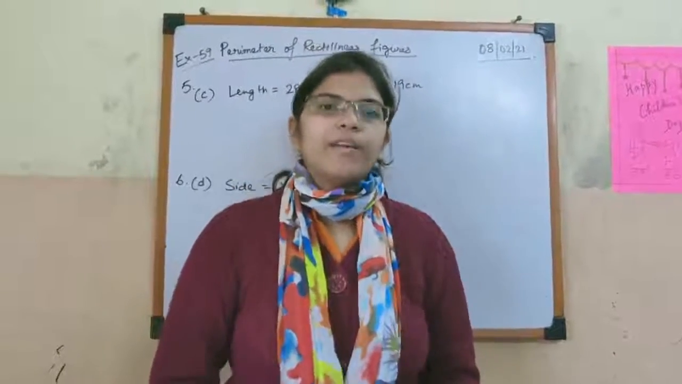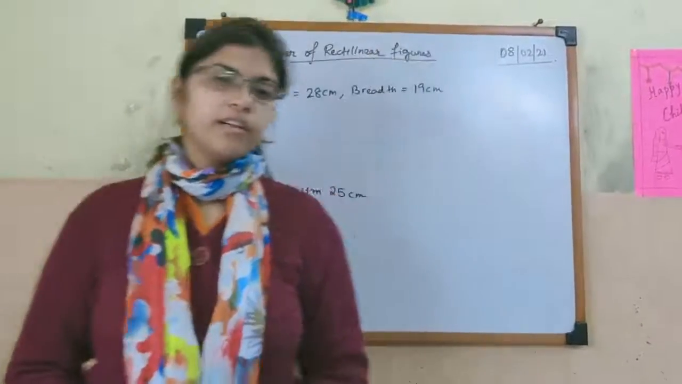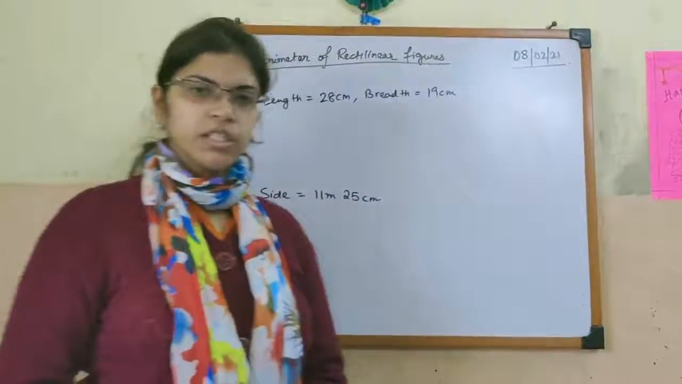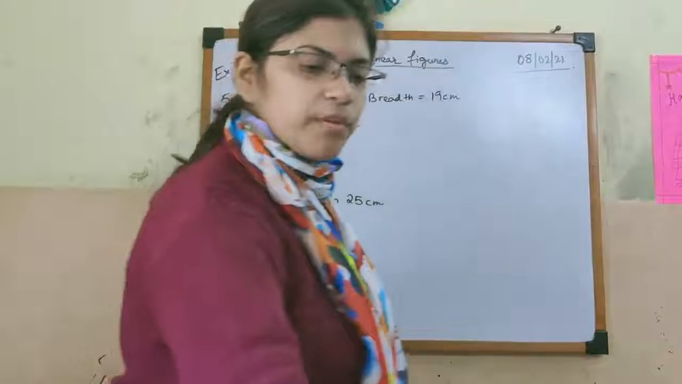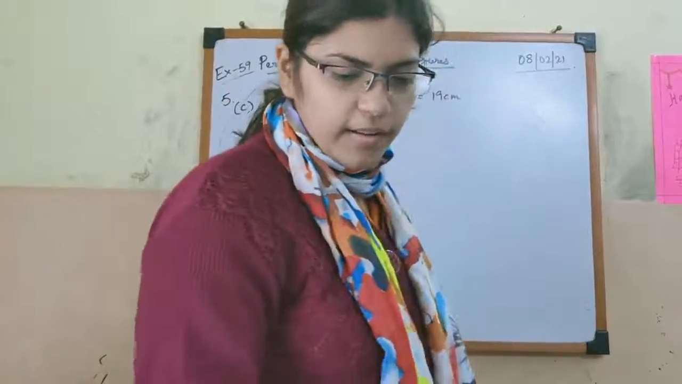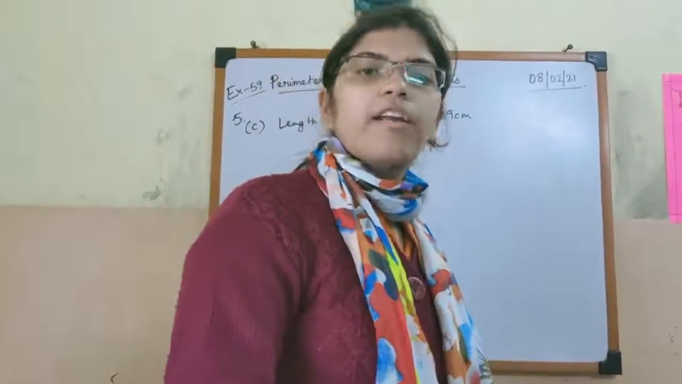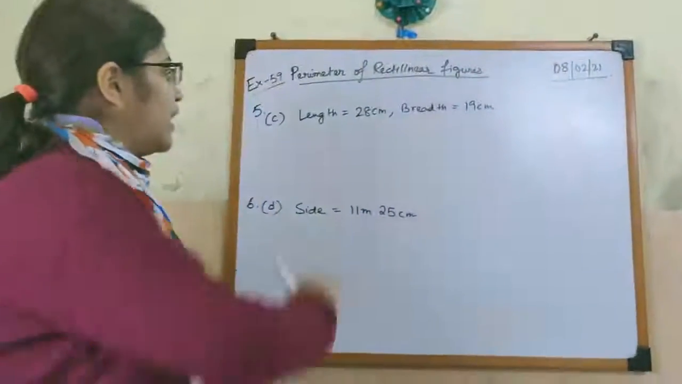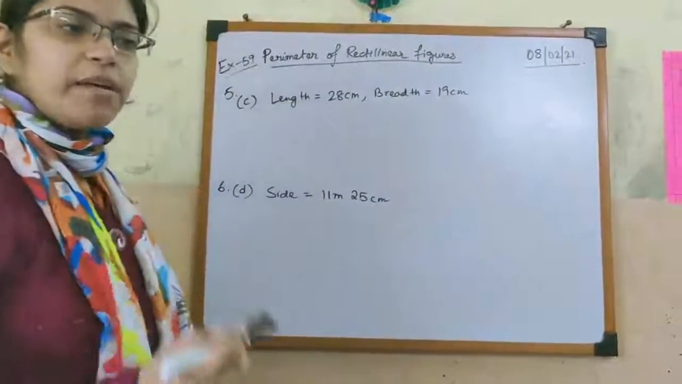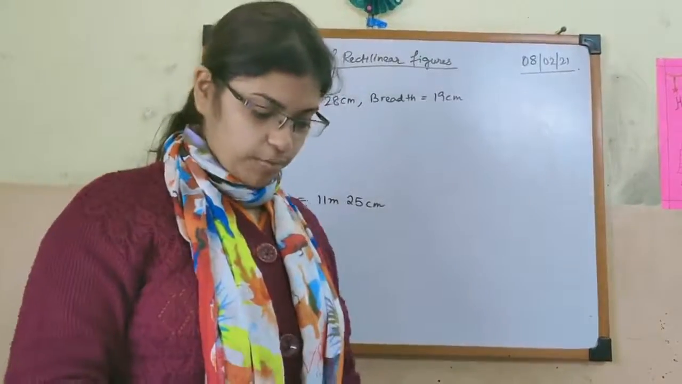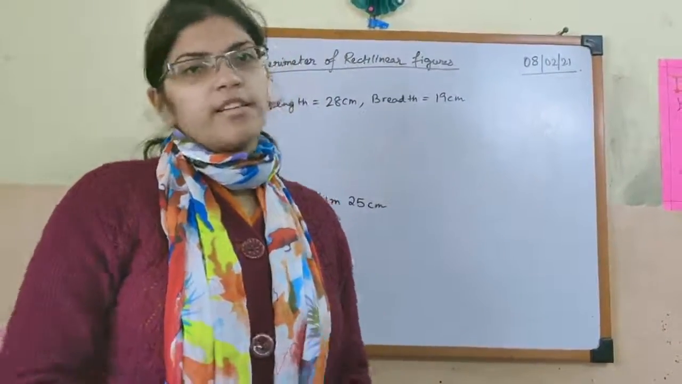Students, from exercise 59 we have learned last day up to sum number 3. So today we will do sum number 5. The question says, find the perimeter of a rectangle whose length is this much and breadth is this much. So for the perimeter of a rectangle, there is a formula which I have discussed on the first day.